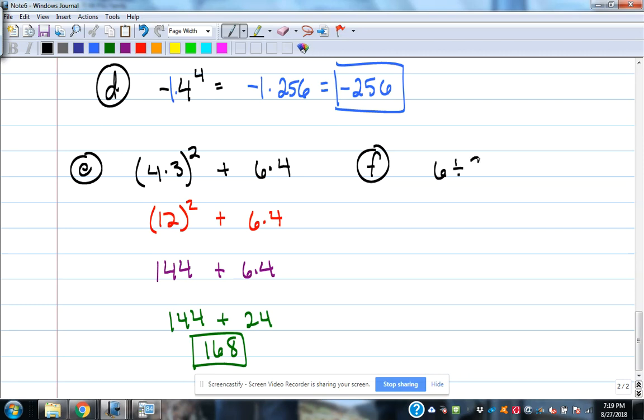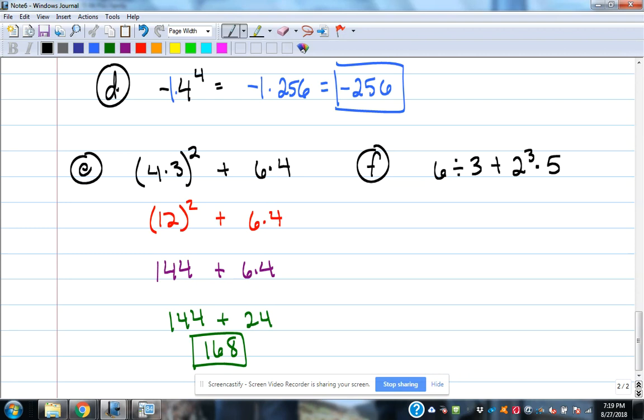So let's look at this one. 6 divided by 3 plus 2 cubed times 5. You'll rarely see me use a division symbol like that. After tonight, you probably will never see me use a division symbol like that, other than maybe the labs that we do next week or the next time. Okay?